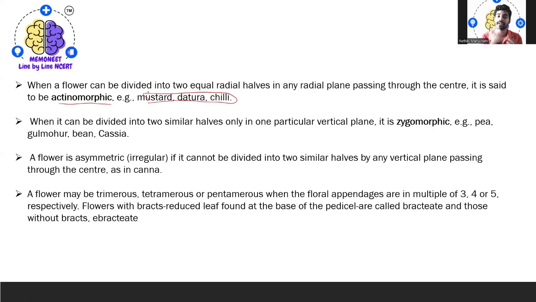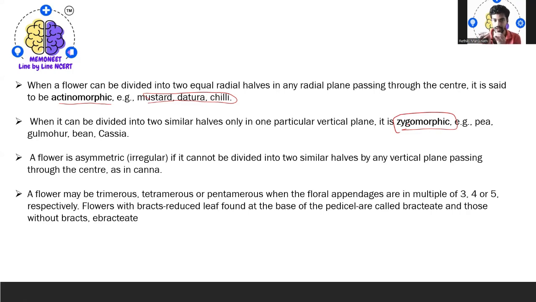Where a flower can be divided into two similar halves by a plane passed in only one particular vertical plane, only one time, then it is called zygomorphic. If you see pea plant, bean plant, and cassia plants, you will be seeing this zygomorphic kind of division.